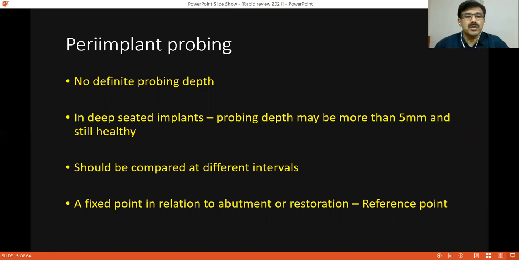In relation to a natural tooth, you have the cemento enamel junction, which acts as a reference point. But in relation to the implant, you don't have a cemento enamel junction. So you have to keep a reference point either somewhere in relation to the prosthesis or in relation to the abutment. Keeping that reference point as a marking, you should take a measurement of the initial probing depth. Then when you recall the patient over a period of time, you use the first measurement as your reference to know whether the pocket depth is decreasing or increasing. So that is how you should probe around an implant.